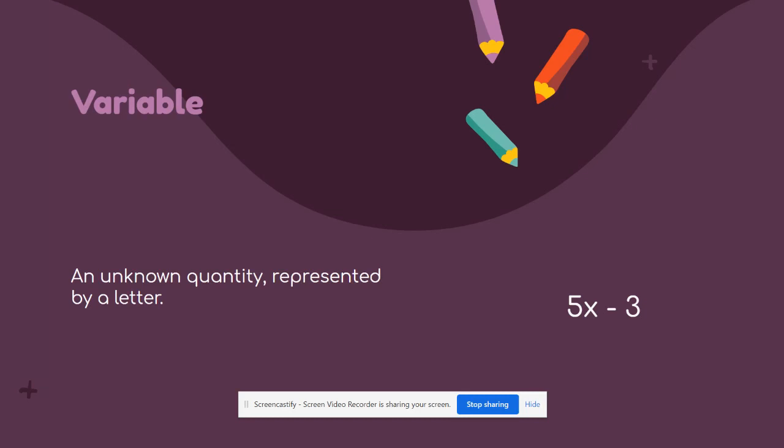So a variable is an unknown quantity represented by a letter. You can use any letter of the alphabet as a variable in math, right? So in this example, we use x. X is actually the most commonly used variable in algebra, and it's unknown for expressions, especially because in expressions, the variables could be any number. And because they can be any number, that means you can get limitless answers.